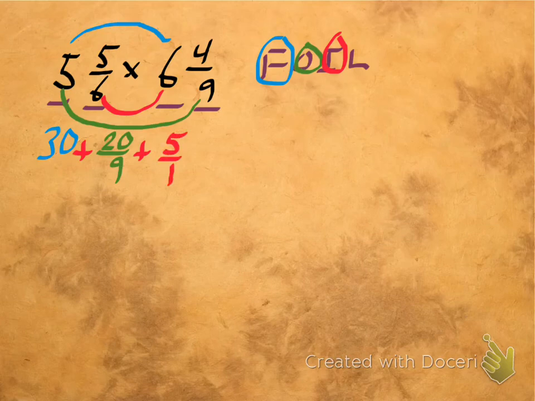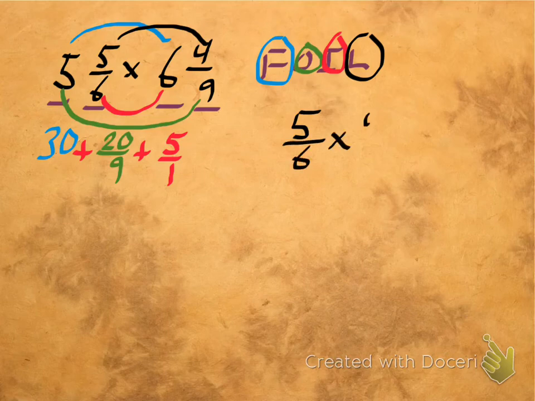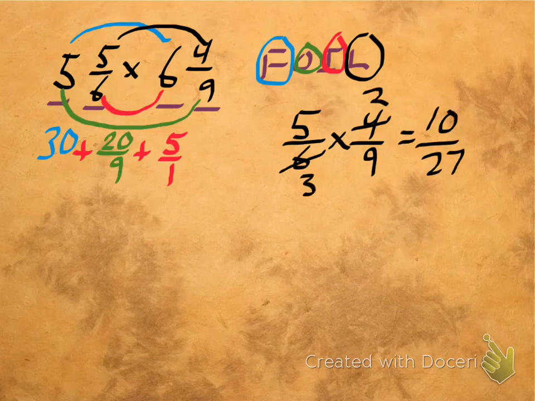And finally, let's go back to black. The lasts are these guys here. 5/6 times 4/9. So that's going to be just a plain old regular fraction multiplication. I'll rewrite it down here. 5/6 times 4/9. I could have canceled the 2, so I get 2 and 3, and I get 10 over 27 just like last night. And now to get the final answer, you just add all this stuff together.